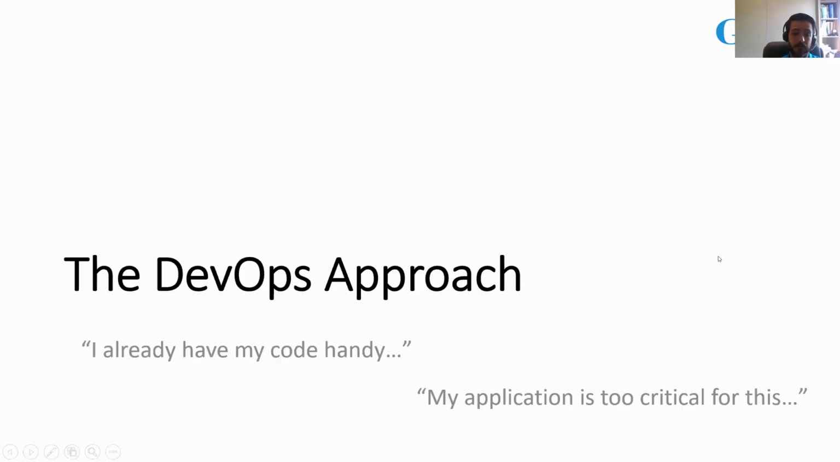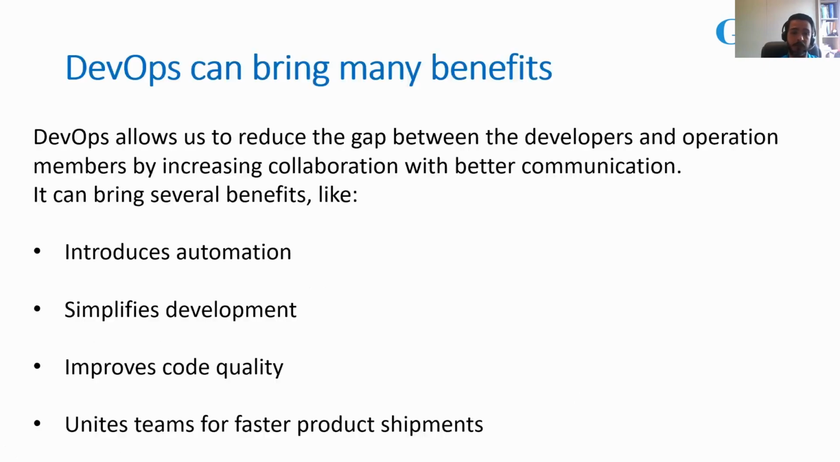So let's talk a bit about the DevOps approach. Some things we usually hear when we talk about the DevOps approach are, oh, I already have my code handy, I already have my code in my data set and I have access to that, or my application is too critical for deploying through DevOps because I'm changing code, someone else is changing code, and that may be harmful or dangerous for my application. That's something we usually hear when we talk about the DevOps approach.